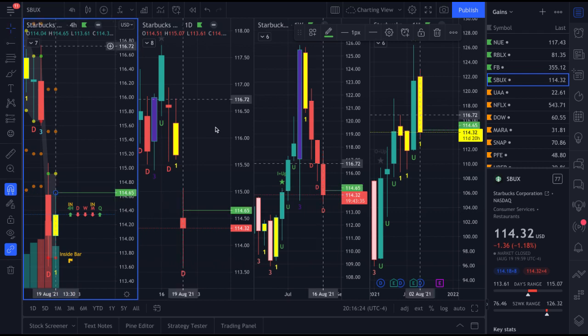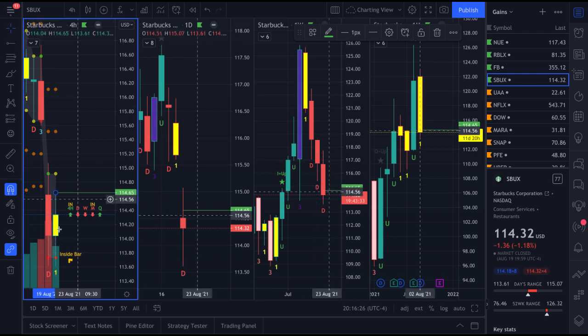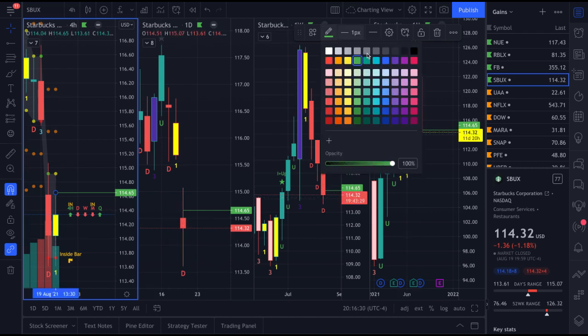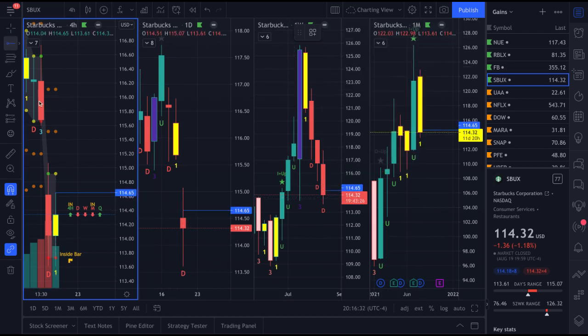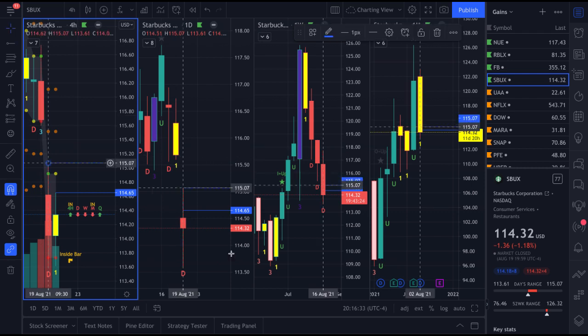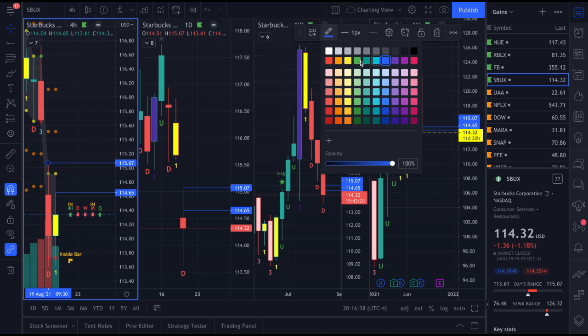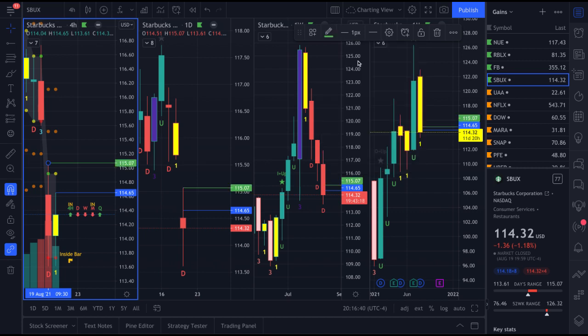So the entry off of the 4-hour, we're looking for a 212 bullish reversal. So 114.65 is the entry, and 115.07 is the target. And then that leads right into the daily rev strat. So this is a 1-2, and we'd be looking for a 2 up.